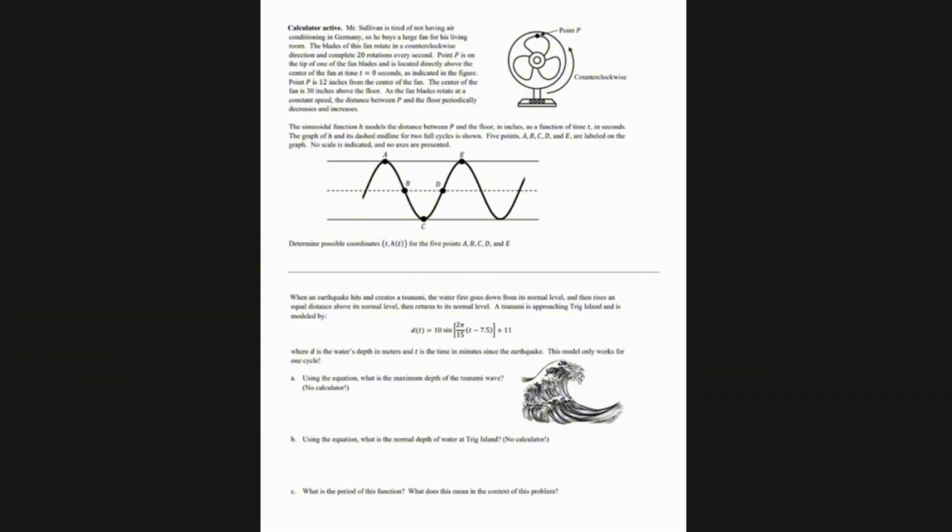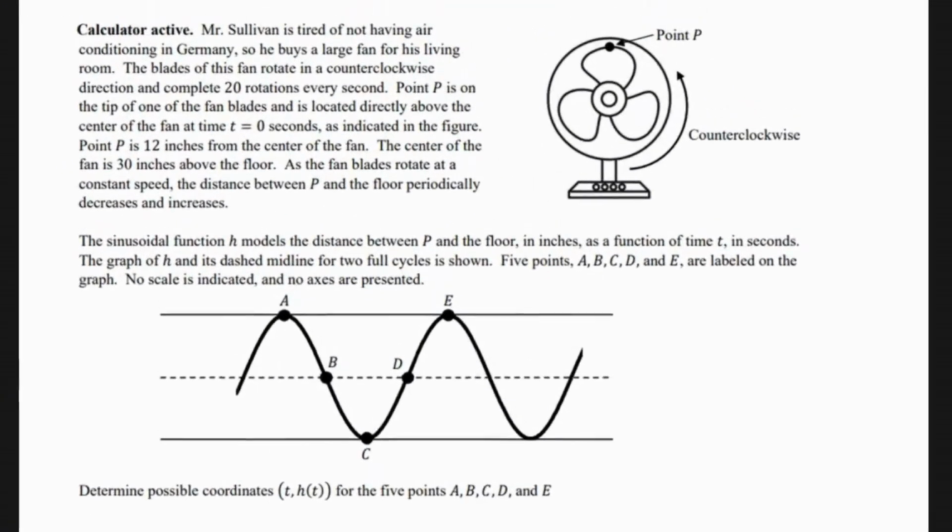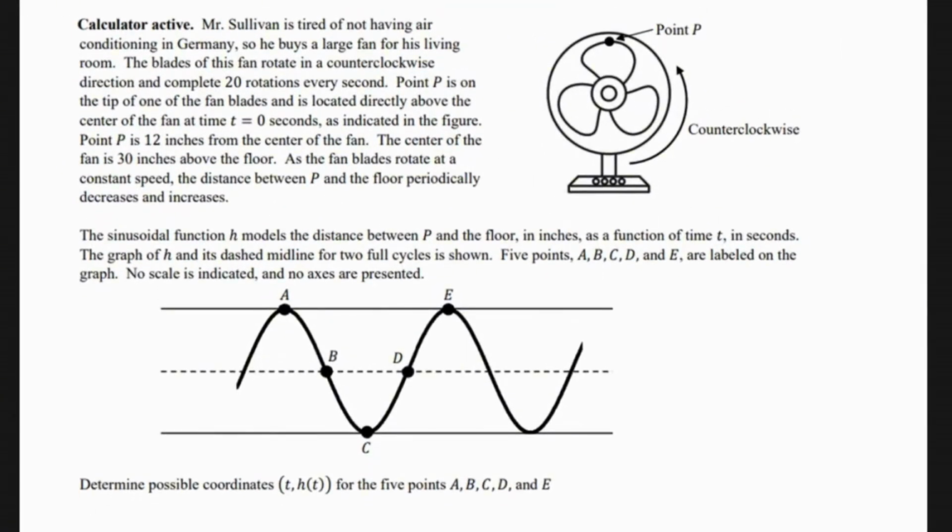You see this problem on basically every practice test for the FRQs. They love a problem that looks like this. The FRQs love these, so I'm using it, stole it. Mr. Sullivan is tired of not having an air conditioning in Germany. I'm sorry, Mr. Sullivan. So he buys a large fan for his living room. The blades of his fan rotate in a counterclockwise direction and complete 20 rotations every second. I wonder if that's accurate.